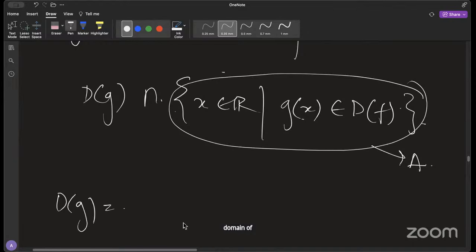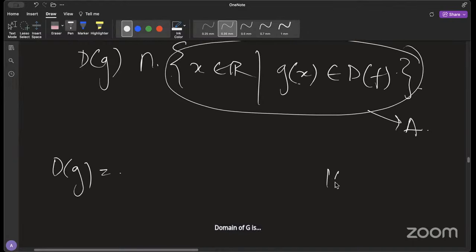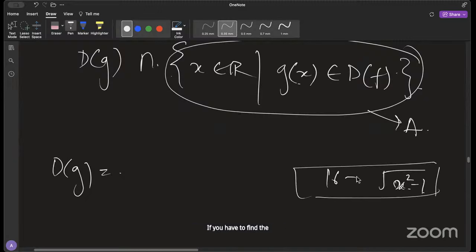Domain of g, where g is 16 minus square root of x square minus 1. The 16 is not a problem, only the square root part is. If you have to find the domain, 16 minus is not causing any problem. Only this thing is going to cause a problem.